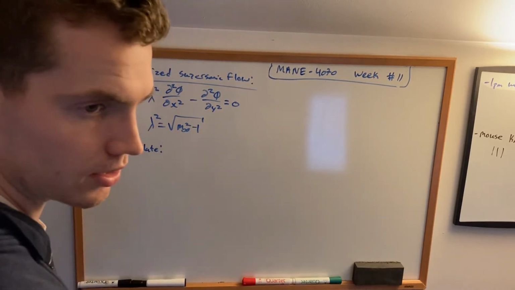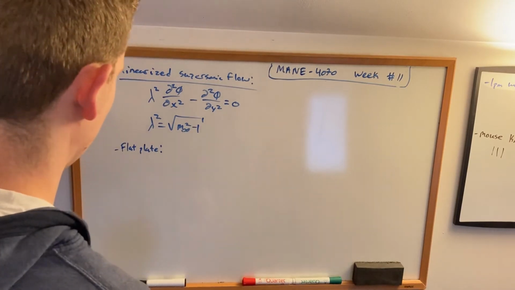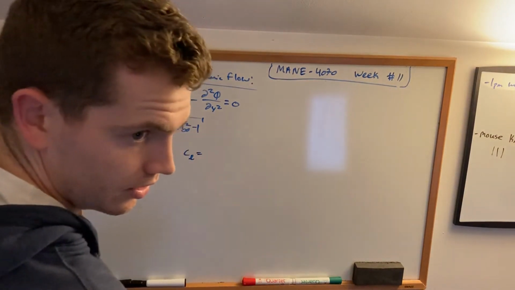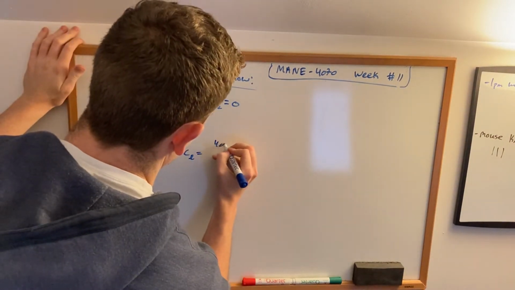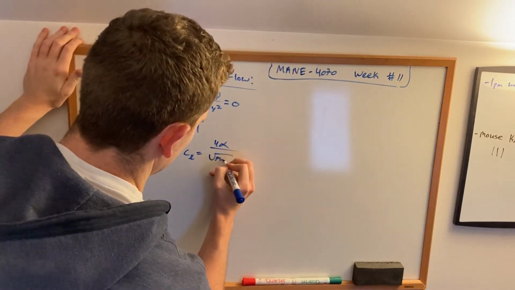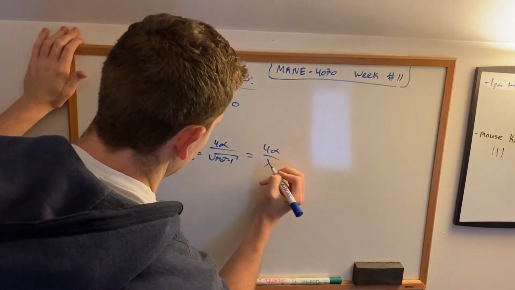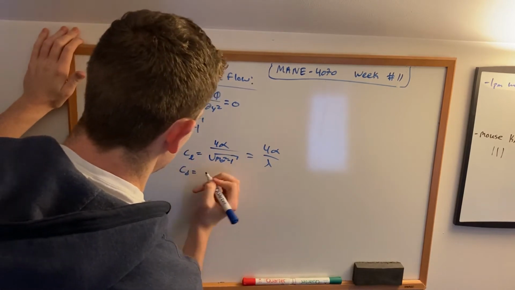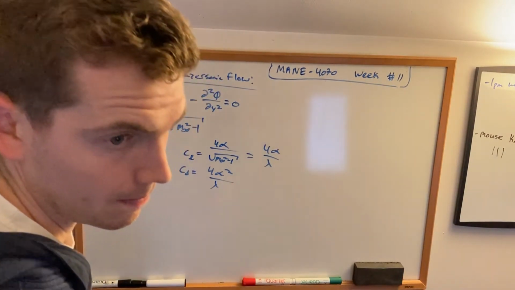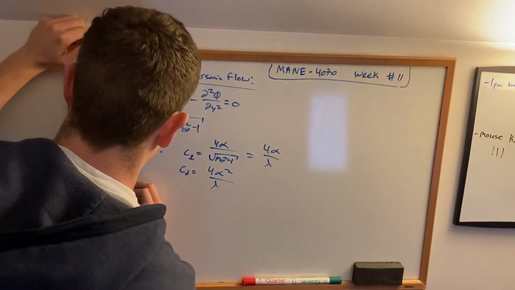We have some really easy equations for CL and CD. So CL, lowercase l, can be given as 4 alpha over the square root of Mach number squared minus 1, or 4 alpha over lambda. And we got CD as 4 alpha squared over lambda.